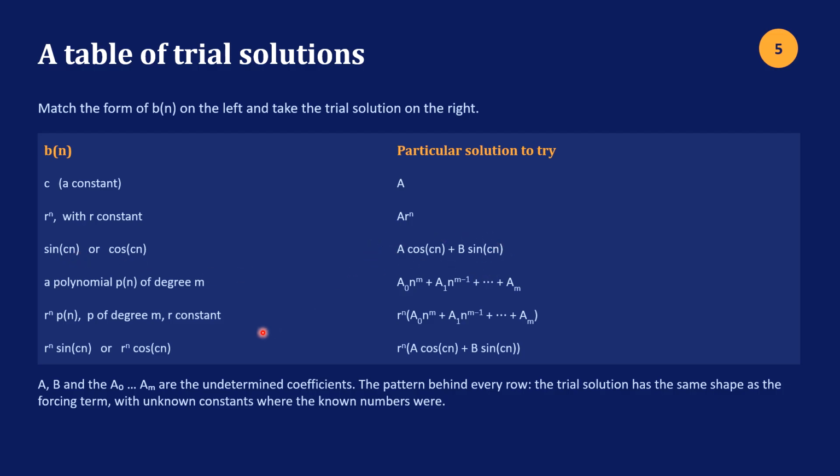It's a linear combination. If b of n is a polynomial, and I should have said r is a constant, I did mention that. If p of n is a polynomial, then you would take another polynomial as your guess of the same degree. If it's a constant to a power times a polynomial, you just take this and multiply by r to the n. Then if you have r to the n times sine cn or cosine cn, you take a linear combination of the two. That r to the n is multiplied times both of these.